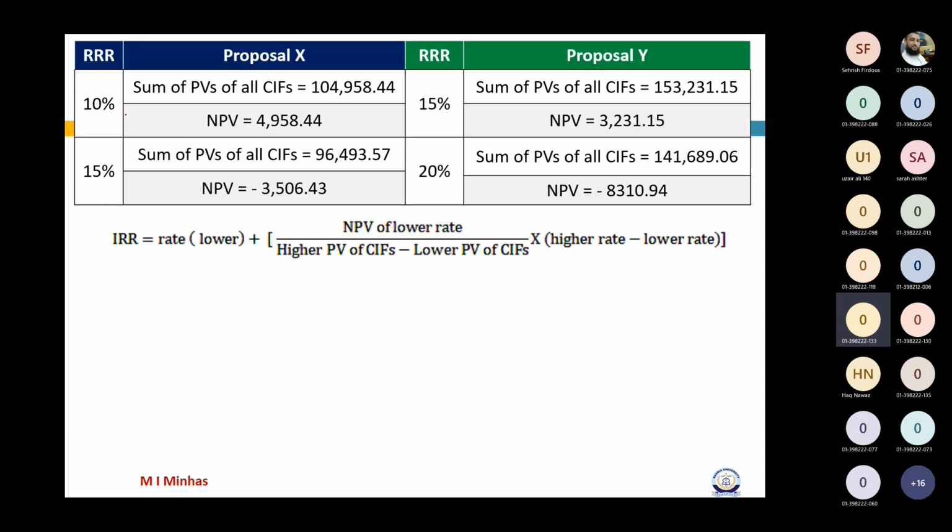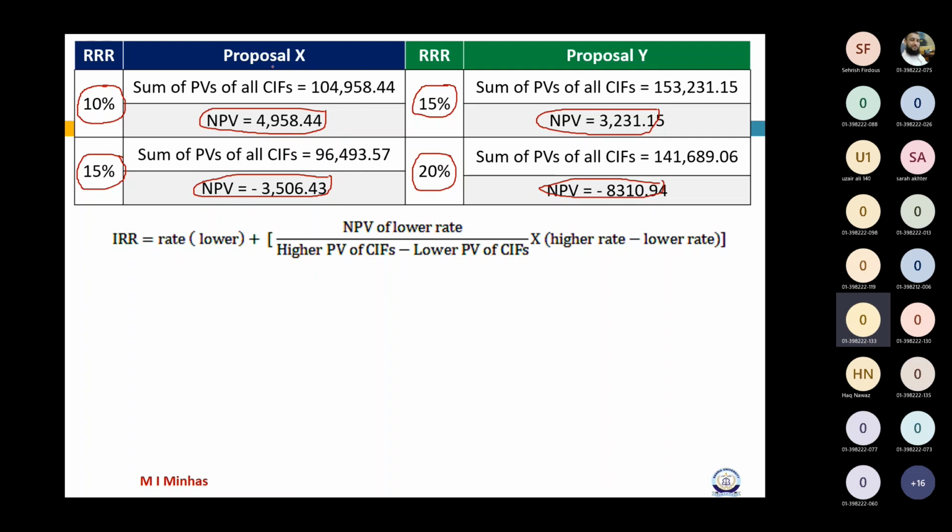These are the values that are there in front of you. For proposal X, at 10%, we have got a positive NPV, and at 15%, we have got a negative NPV. Is it clear? But for proposal Y, at 15%, we have a positive NPV, and for 20%, we have a negative NPV. So now we will try to use the interpolation formula for both.